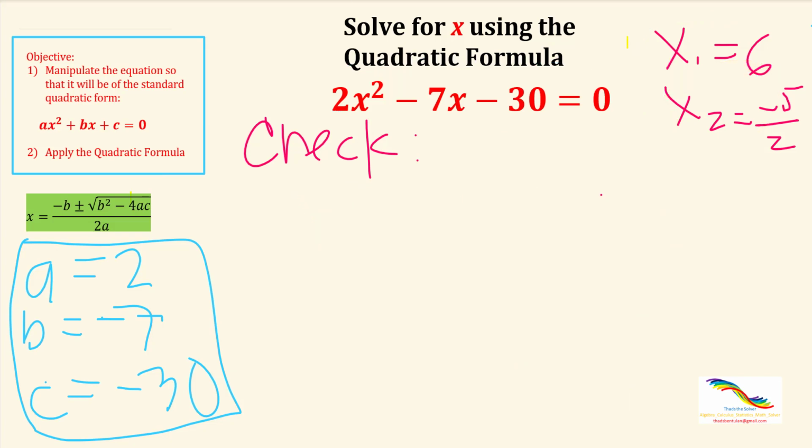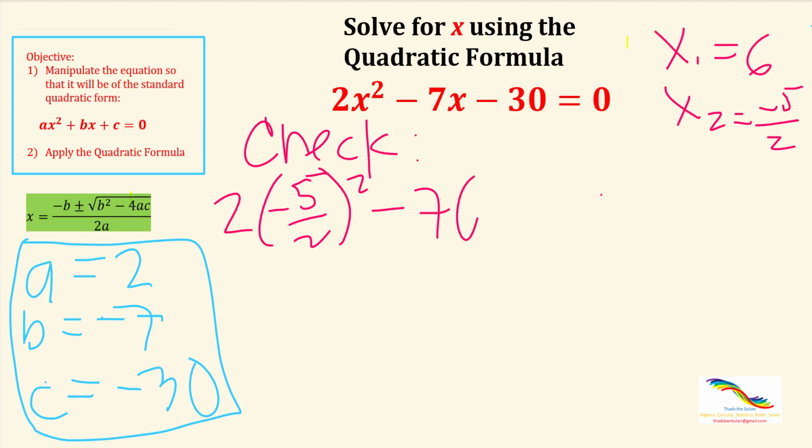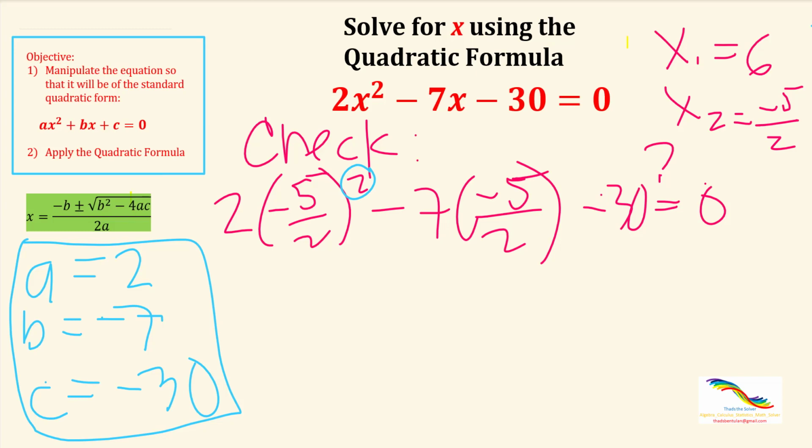Now we substitute the second value of x, which is minus 5/2. So it's 2 times negative 5/2 squared, minus 7 times negative, remember there's a negative there, 5/2, minus 30. Is that equal to 0? Simplifying, negative 5/2 squared: a negative number raised to an even exponent comes out as positive.